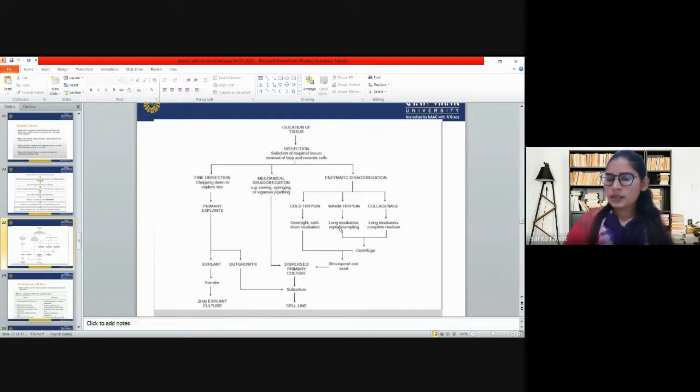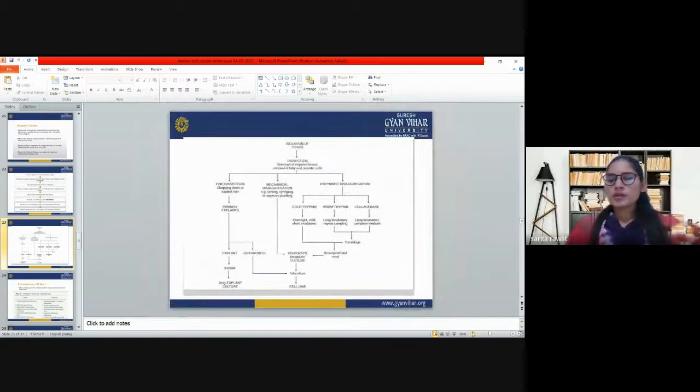warm trypsin takes long incubation, and collagenase takes long incubation, with complete medium, which is then centrifuged, resuspended and seeded. Then it goes to the dispersed primary culture, then subculture, and then cell line. So this is the whole process of making the cell line, which starts from the isolation of tissue and dissection.